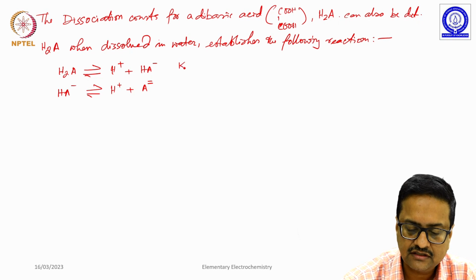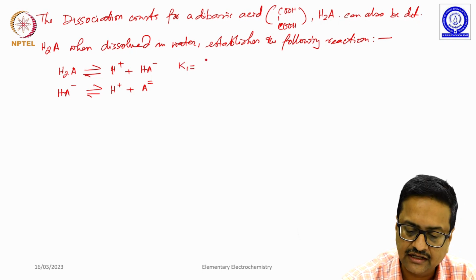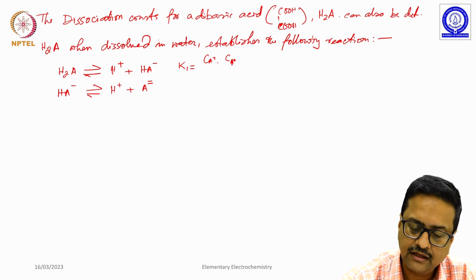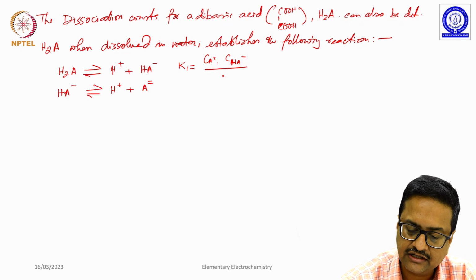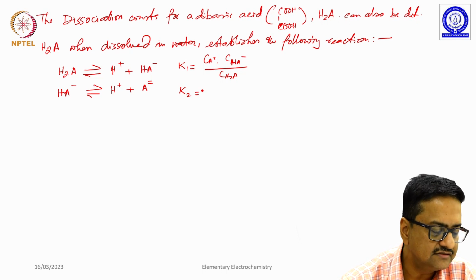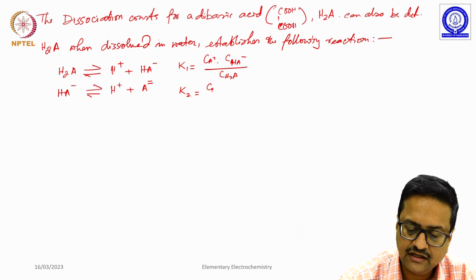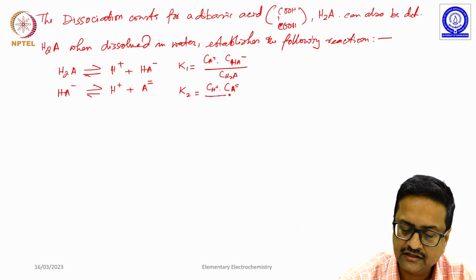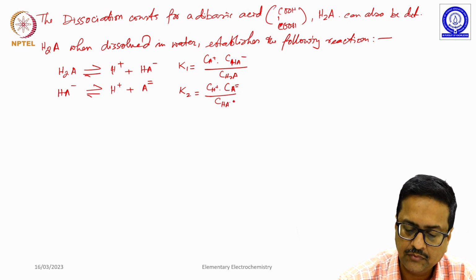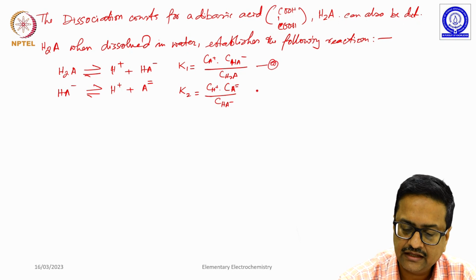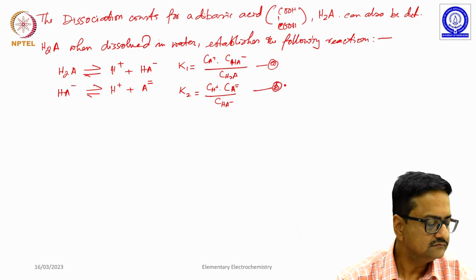So, for the first reaction, K1 is written as CH plus into CHA minus divided by CH2A, and the dissociation constant K2 is CH plus into CA2 minus divided by CHA minus. So, this is equation A and this is equation B.